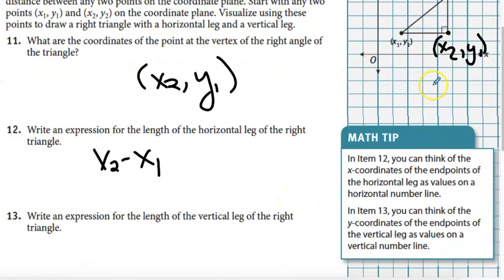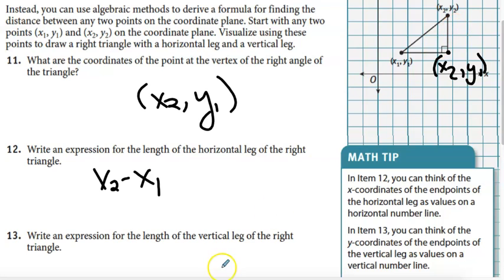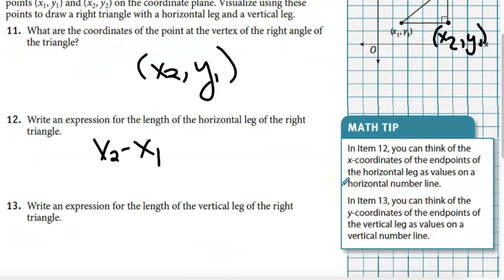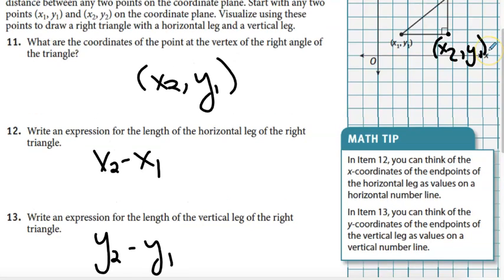All right, same thing up here. For my vertical length, I'm going to subtract my Y values. It doesn't really matter which one you subtract, but we always like to subtract the Y one first.